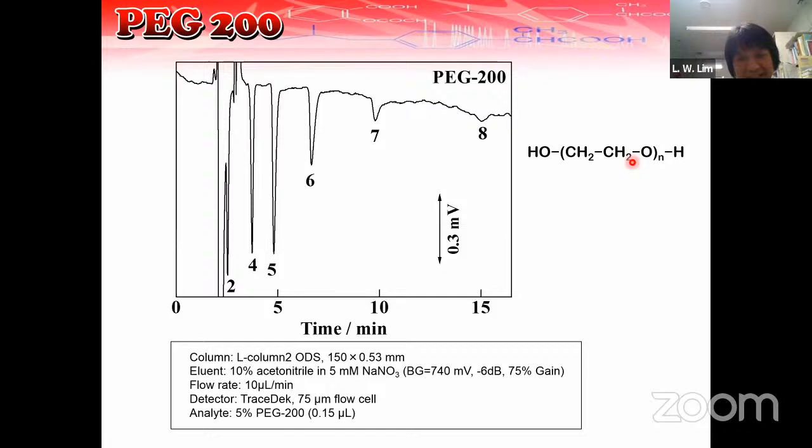molecular weight distribution. So in this case, because polyethylene glycol usually does not have high UV, we used 5 millimolar of sodium nitrate, which has a high background, like 740 millivolt. Maybe you cannot understand what this is, but this is considered the background. So we increase the background UV, and then when the sample does not have a UV, it will come out as a negative peak. So this is what we call indirect detection.